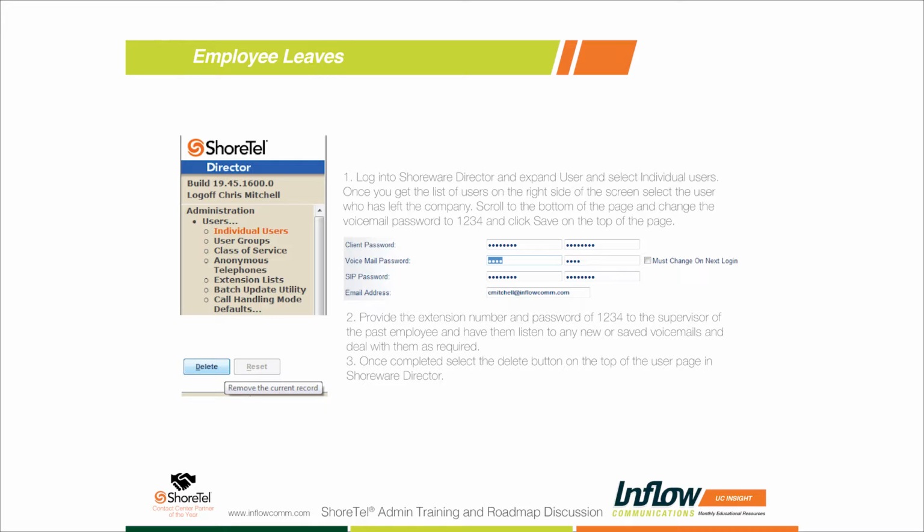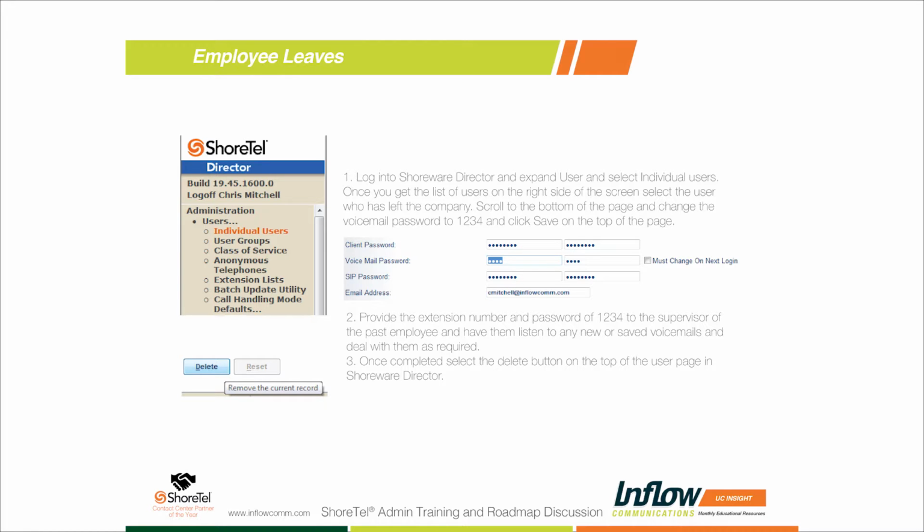Once we've changed it, we can go ahead and provide that extension number and the password to the supervisor, or whoever's over that department, and ask them to check the voicemail of that user and either forward the messages to another person or delete the messages, and kind of just clean out that mailbox so that we can delete that user once it's completed. Pretty easy process.